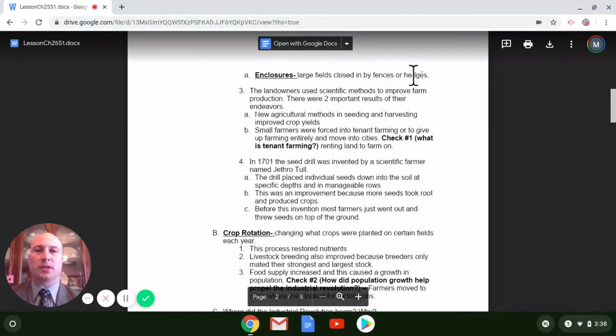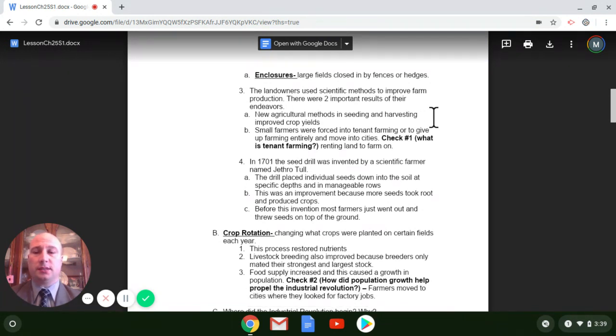These are large fields closed in either by wooden fences, sometimes metal fences at the time, or hedges, which are large bushes that you can plant in a row to keep a boundary line. The landowners used scientific methods, as I said earlier, to improve farm production. There really were two important results of their endeavors. First, subletter A, new agricultural methods in seeding and harvesting improve what we call crop yield.